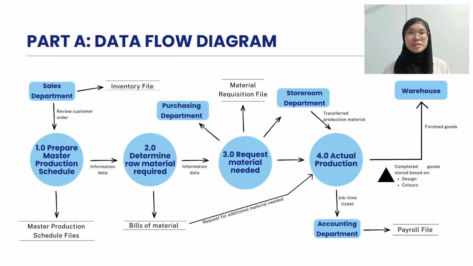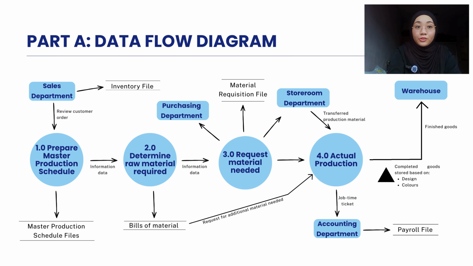Moving on, step 2 is to determine the raw materials required, where information from step 1, which is the master production schedule, is used. Based on this information, the company identifies the type and quantity of raw materials needed for production. So this data is then used to prepare the bills of materials to determine the immediate raw materials requirements and are filed accordingly. Next, for the third step, we have requests for material needed.